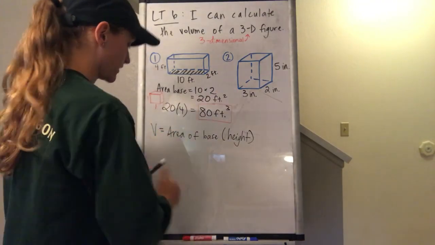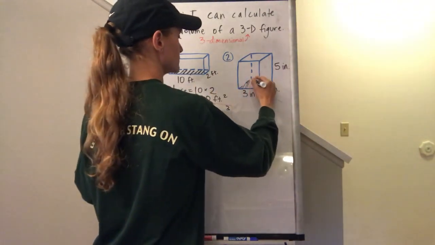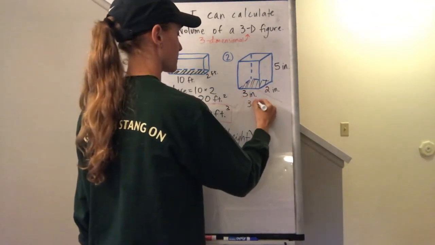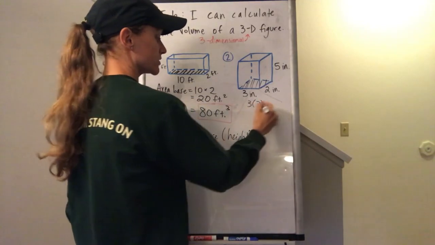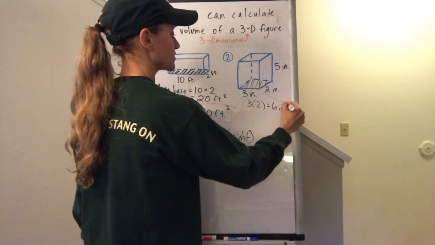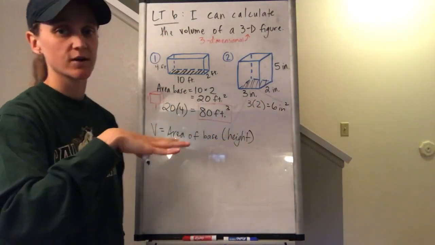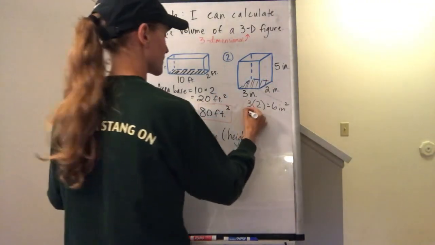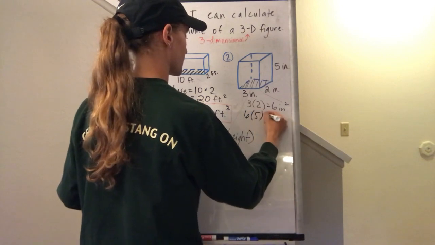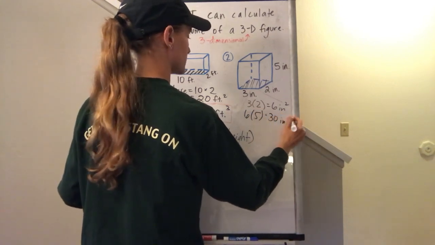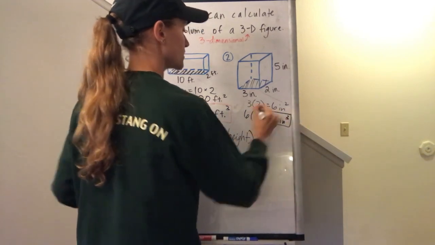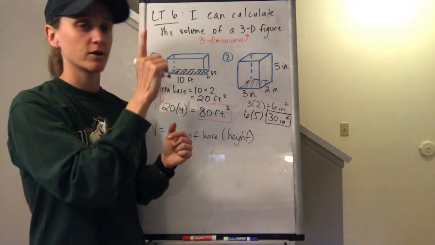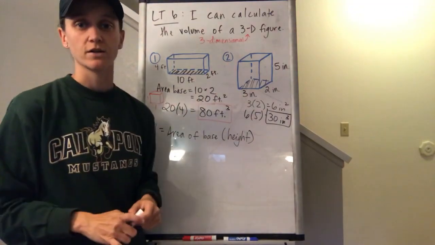I'm going to find the area of my base again. So if I look at my base here, I have 3 times 2, which is 6 inches squared. So the area of my base is 6 inches squared, and I'm going to multiply by 5 because it's saying that there's 5 layers of that. So I do 6 times 5 equals 30 inches cubed. So that means that there are 30 little cubes that are 1 inch by 1 inch by 1 inch that are going to fit inside of that rectangular prism.